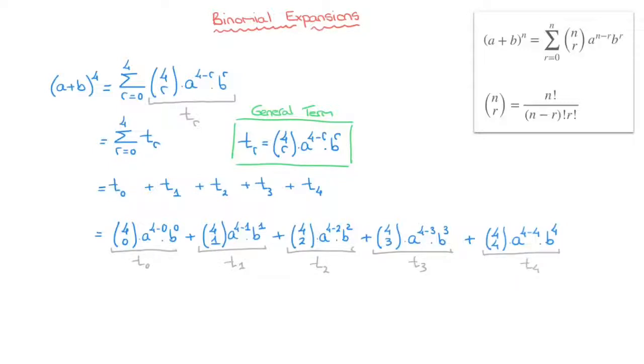At this stage, we've written all of the 5 terms in the expansion of a plus b raised to the power of 4. But we cannot stop there. We need to simplify each of these terms as much as possible. And to do that, I like to start by simplifying all of the powers of a and b that we see in each of the terms.